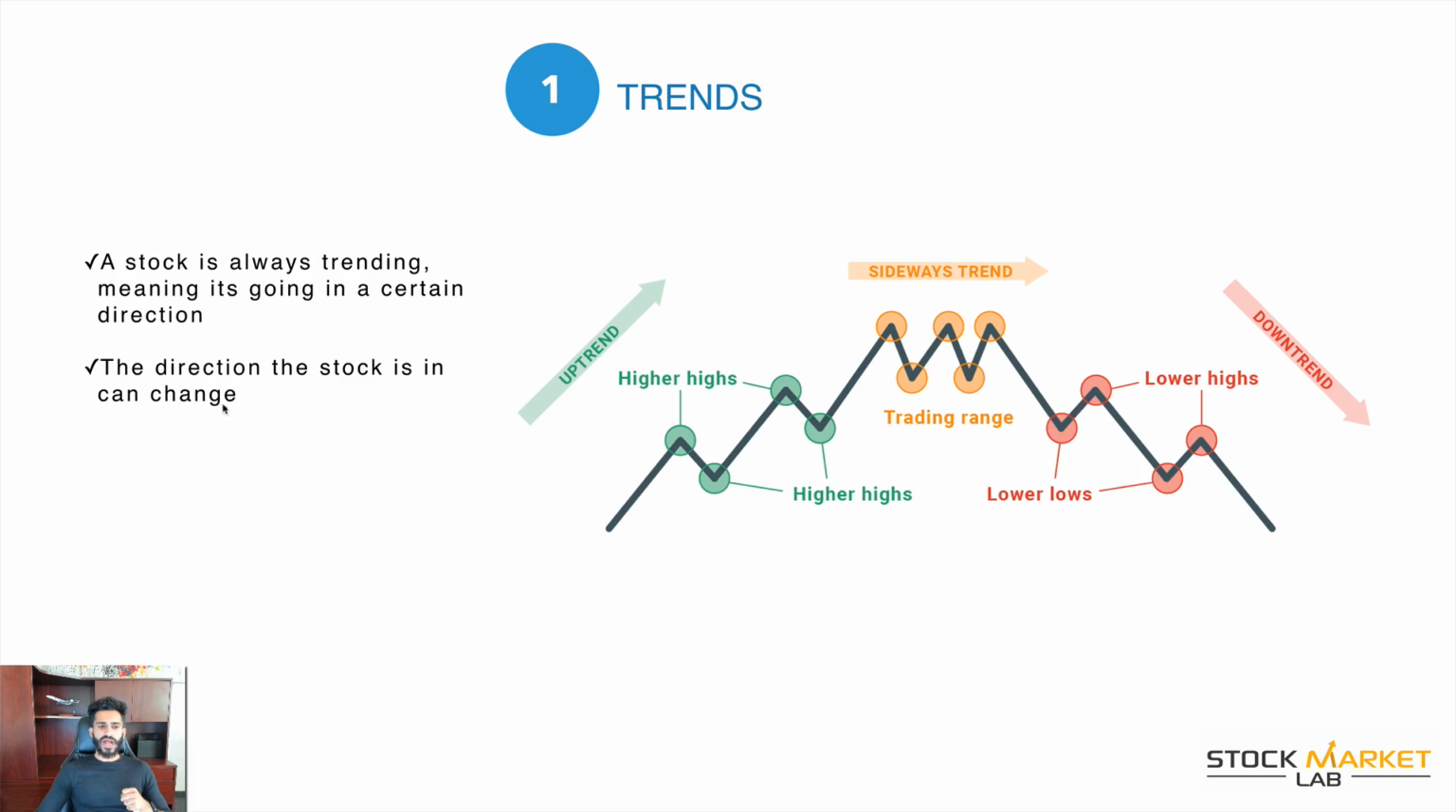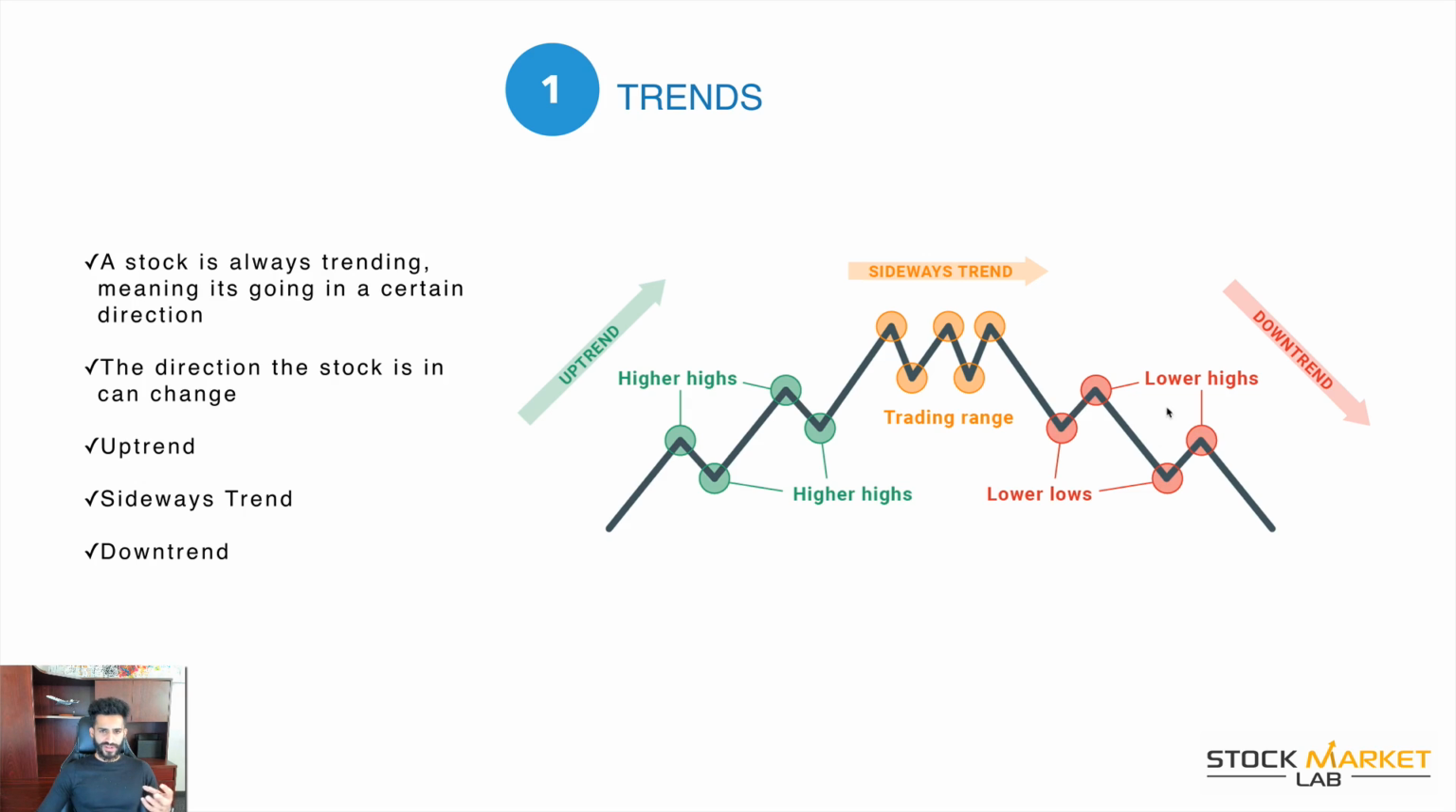Now, the direction the stock is in can change. So remember, with trends, if a stock is going in an uptrend, it's not always going to go in an uptrend. That uptrend can change to a sideways trend, or it can change to a downtrend. So the three trends we have, once again, are uptrends, sideways trends, and downtrends.